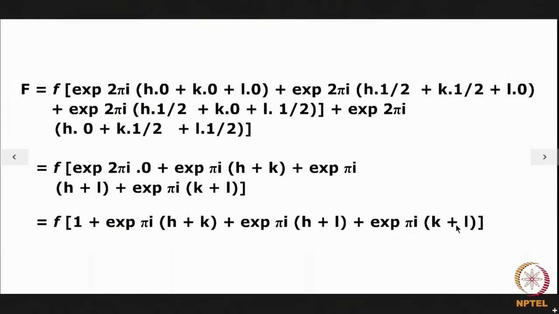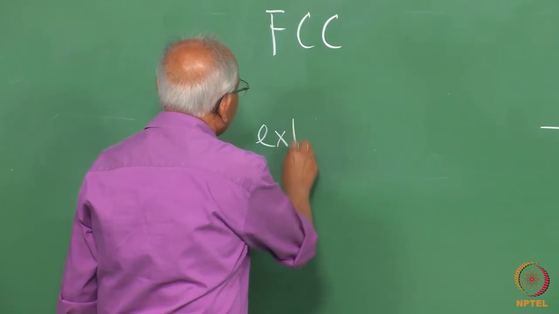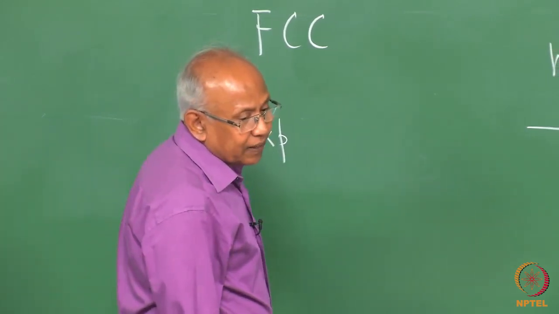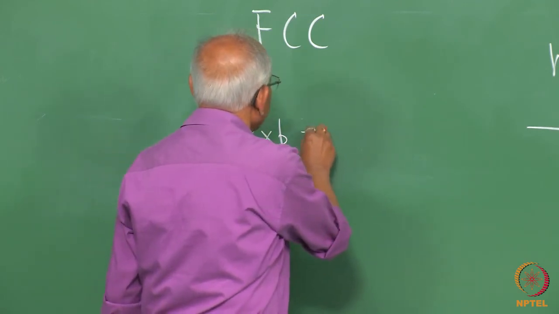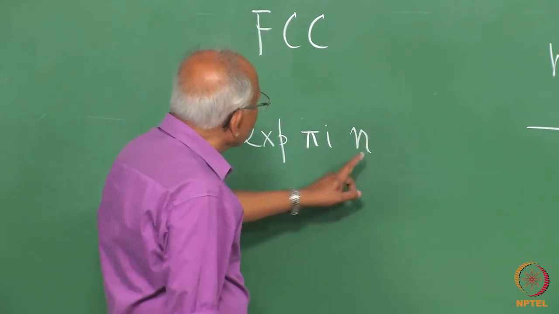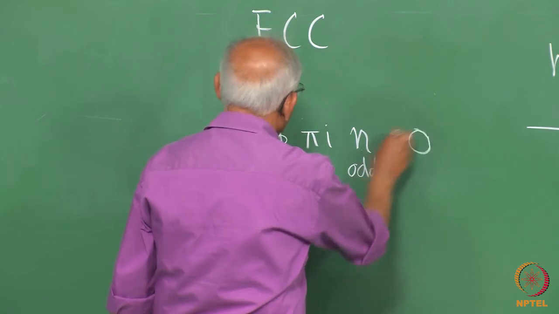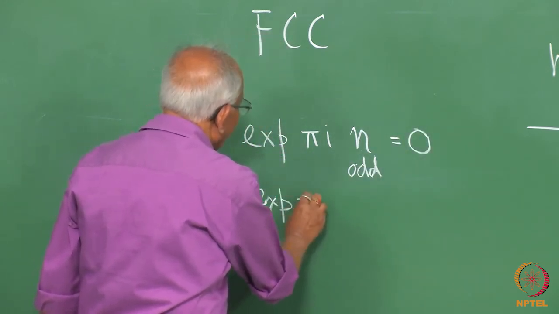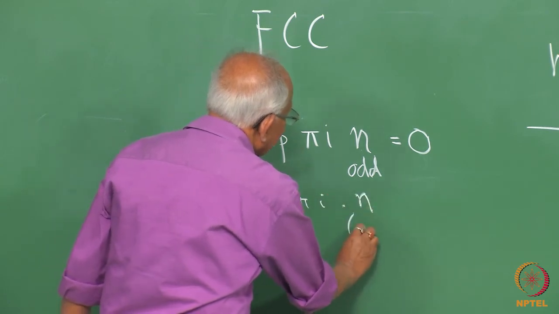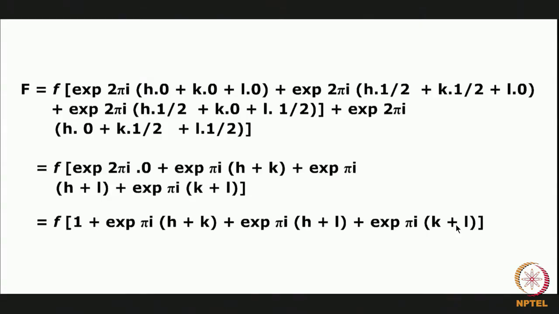Now, we all know that when we talk about exponential pi i into n, when n is an odd quantity, this value is equal to minus 1. On the other hand, exponential pi i into n, when n is an even quantity, it is equal to plus 1. So, what will happen here? Out of these 3 expressions, 2 will be minus 1.